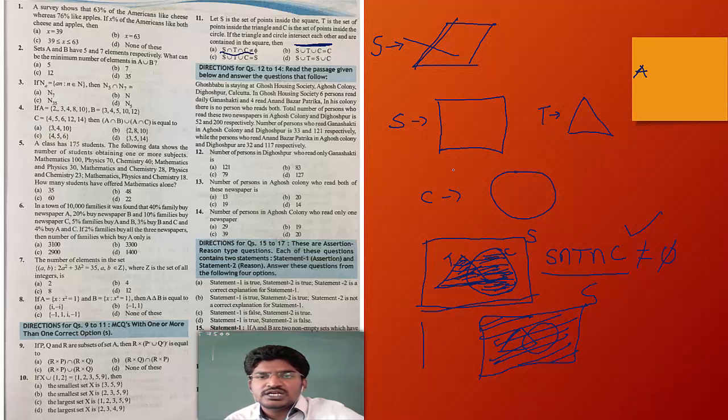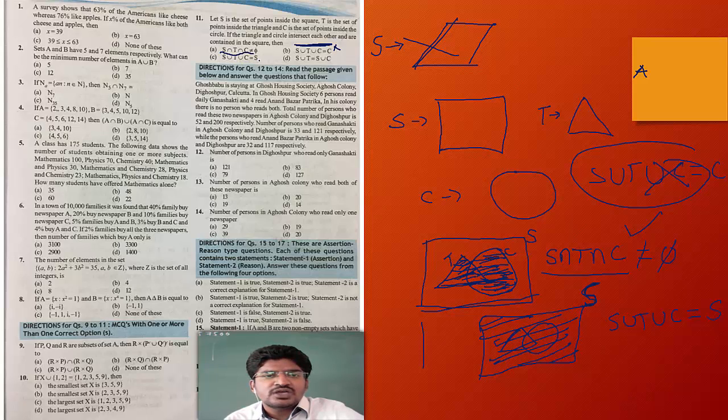Now, the shaded portion is what? But they are telling that S union T union C is equal to C. So, this is not correct because the complete set is S, that means S union T union C must be equal to S. So, option B is not correct.